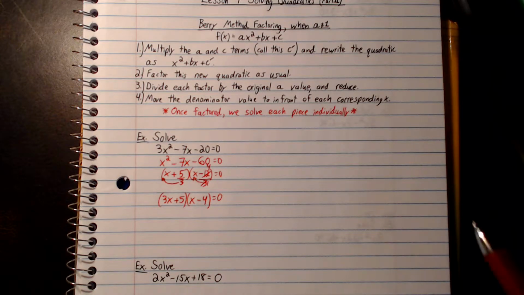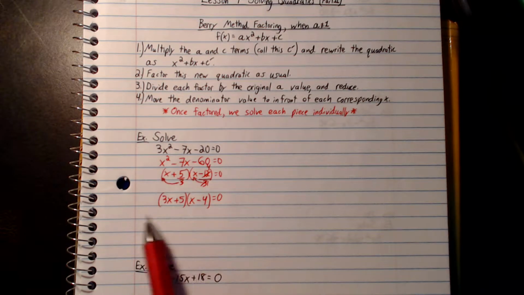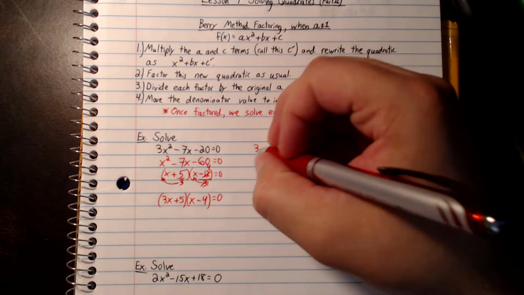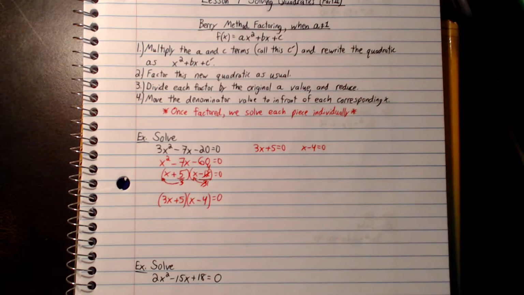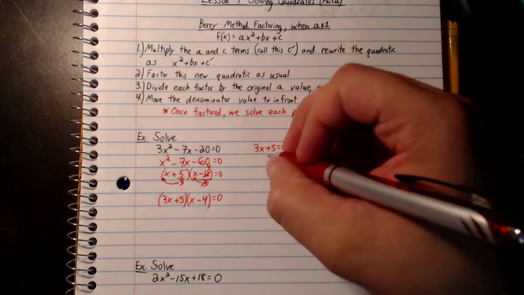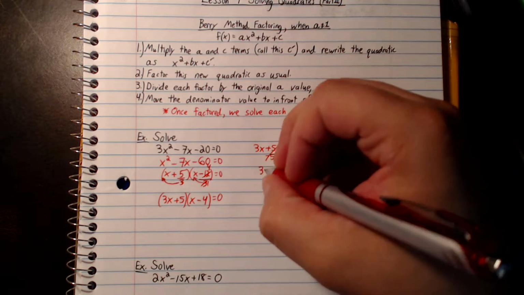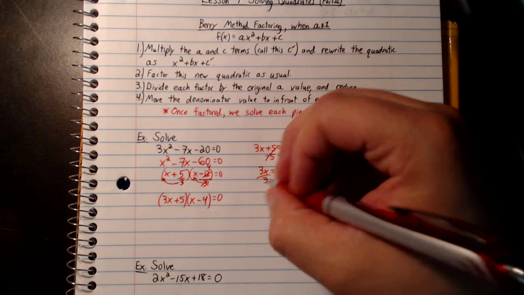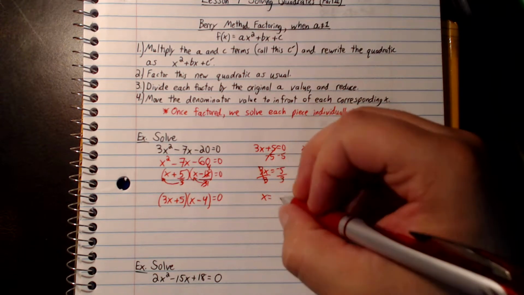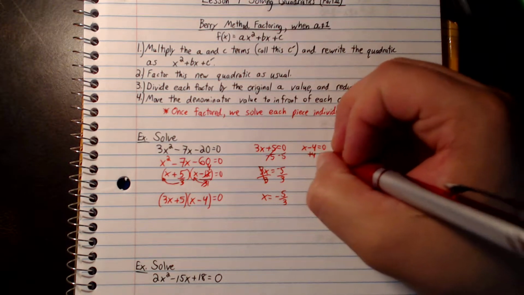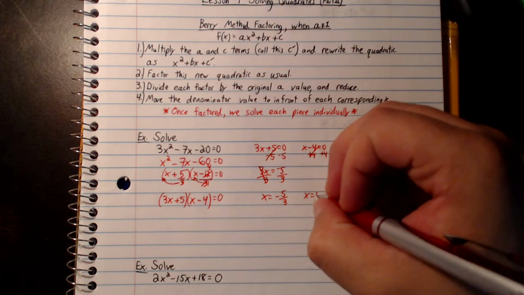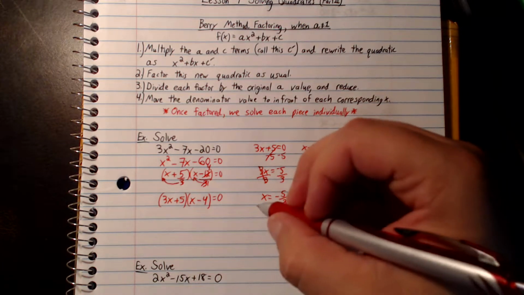And then just like the last problem, once it's factored, we will solve each piece individually. So we just did the Berry method right here. That's all Berry method, different way of factoring. Now comes the solution part. I took each piece, set them equal to 0, and then we'll just solve each of those. Subtract 5 from both sides, and then divide by 3. We get x equals negative 5 over 3 for our first solution. And on the second one, we'll just add 4 to both sides, and that will give us x equals 4. So here are our two solutions.